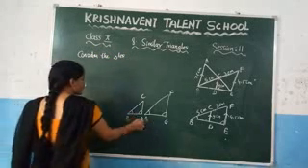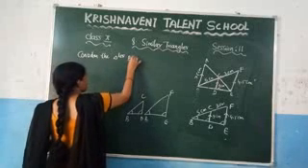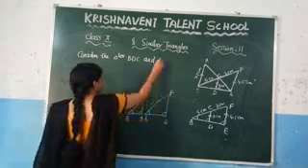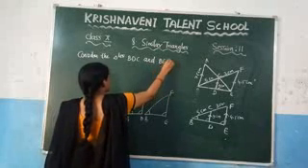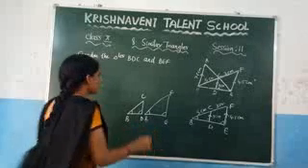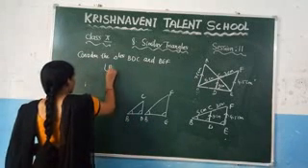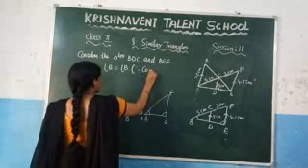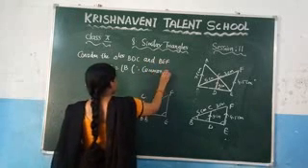What are the triangles? BDC and the bigger triangle which is BEF. So in these two triangles, angle B is equal to angle B. Why? Because it is the common angle.